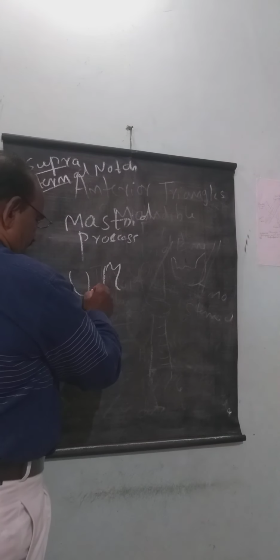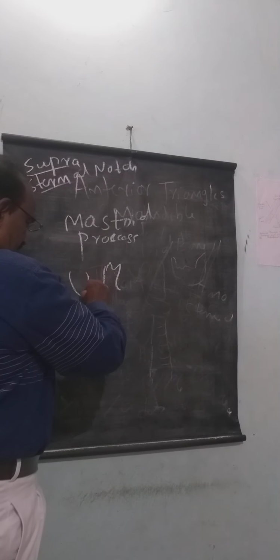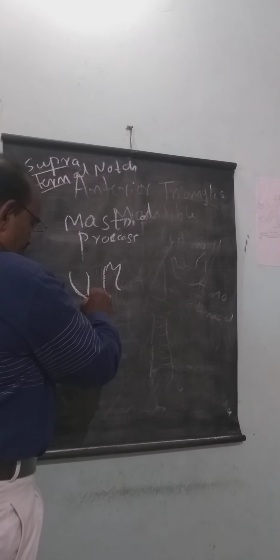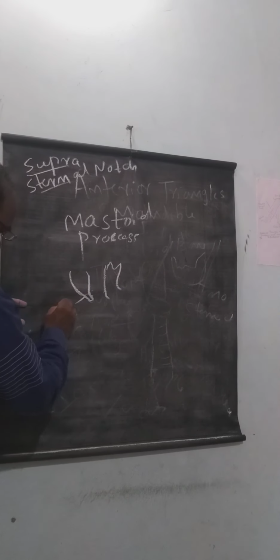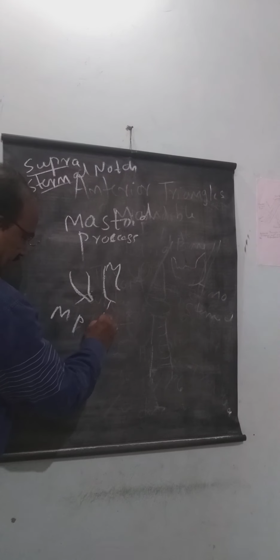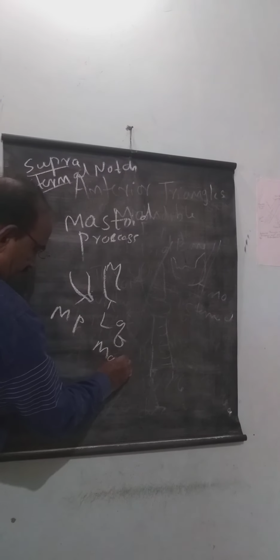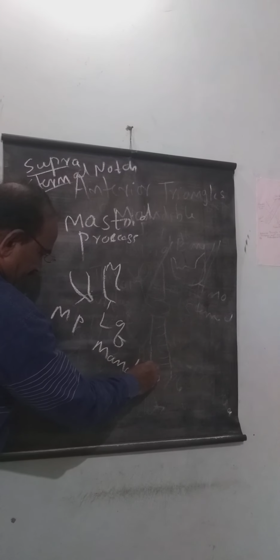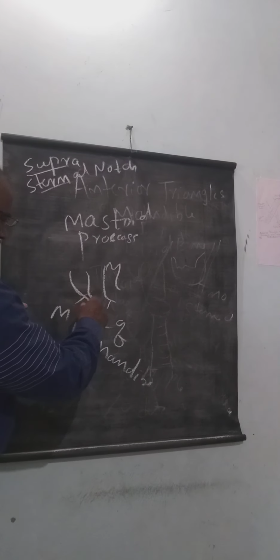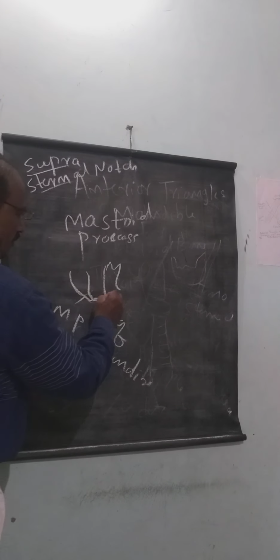At the angle of the mandible, you can feel between the anteroinferior part of the mastoid process and the angle of the mandible the transverse process of the atlas bone.